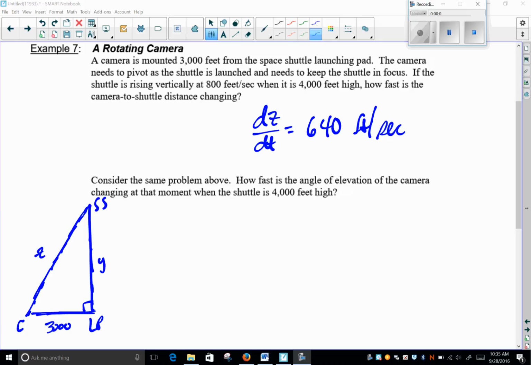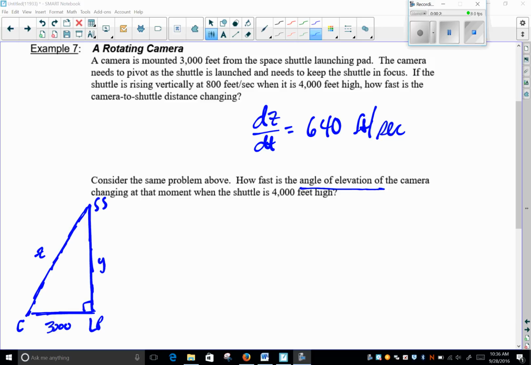Now let's continue with example 7. We're going to change gears to something new now. We're going to consider some angle measurements in triangles. Consider the same problem above. How fast is the angle of elevation of the camera changing at that moment when the shuttle is 4,000 feet high? Okay, angle of elevation.